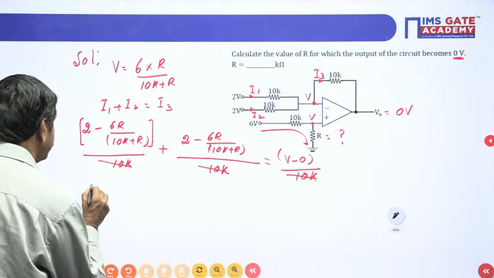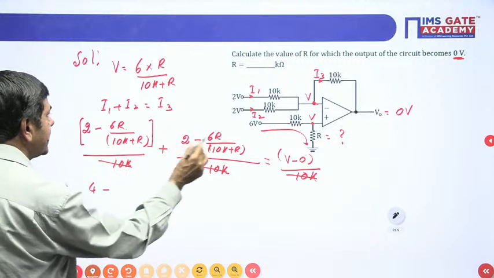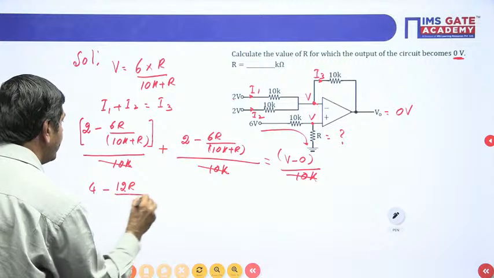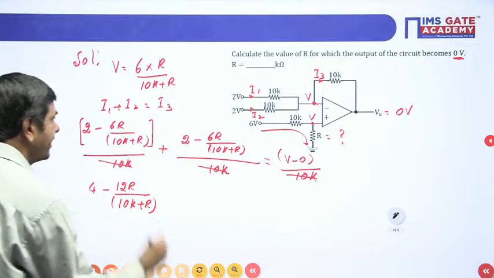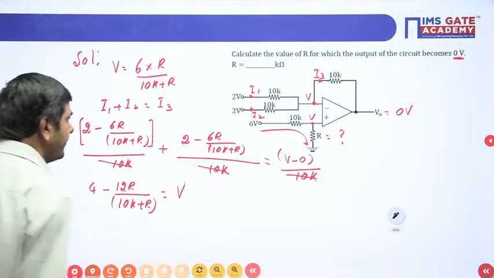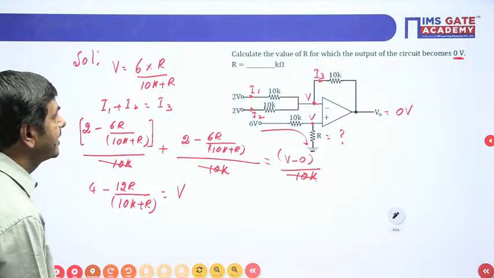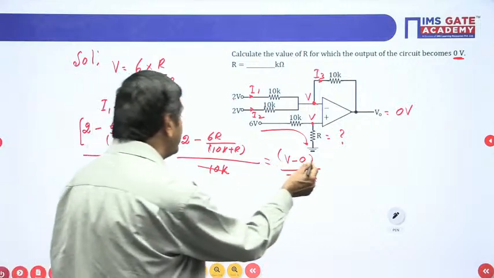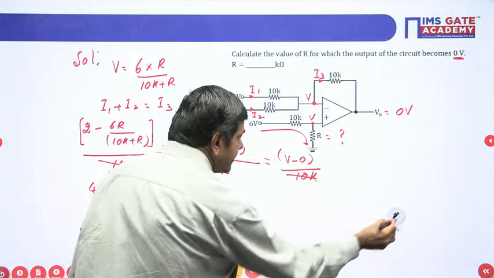Here I am getting 10K plus R, but the minus 6R minus 12R by 10K plus R I am getting here now. This side I am getting V. That side I am getting V, but V we are getting here now. This side is nothing but the V minus 0. V equal to, we know very well. What is V? 6R. We can write now.